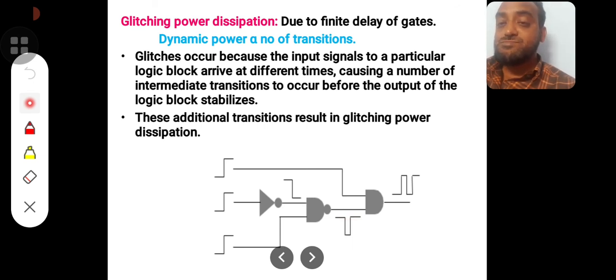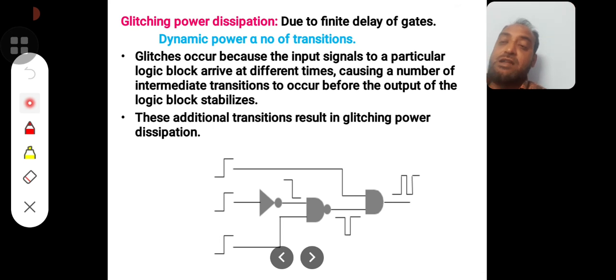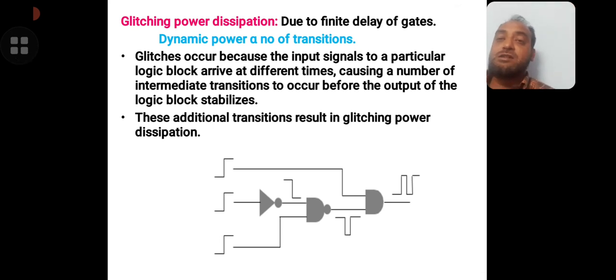Now the output actually should be a straight line for this combination of inputs. Because of the delay produced by this NOT gate, there is a dip happening in the output. This will be applied here, which has caused this many transitions in the output. This will lead to a malfunction or error in a digital system.